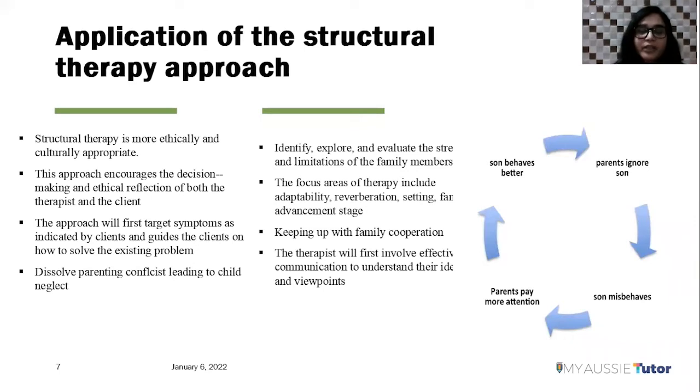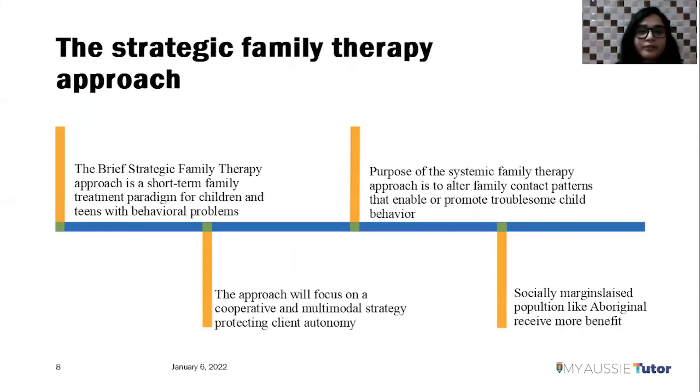population. This therapy approach will also identify, explore, and evaluate the stress and limitations of the family members. The focus areas of therapy include adaptability, reverberation, setting, and advancement stage. It will also keep up with the family cooperation. The therapist will first involve effective communication to understand their ideas and viewpoints and then provide a structural therapy approach for the overall learning of the family members by dissolving the interpersonal conflicts.